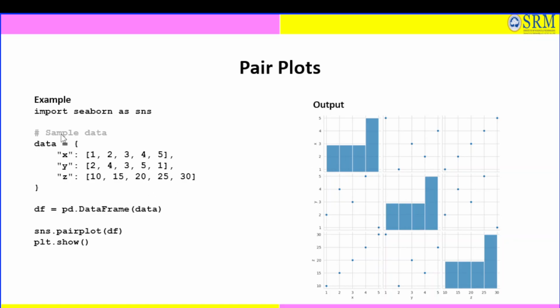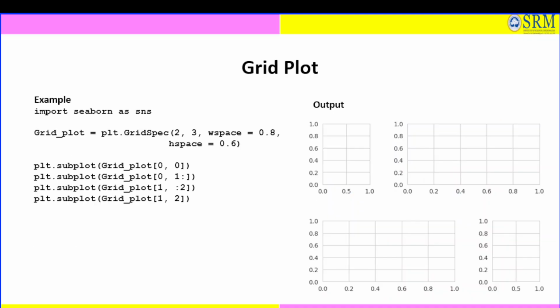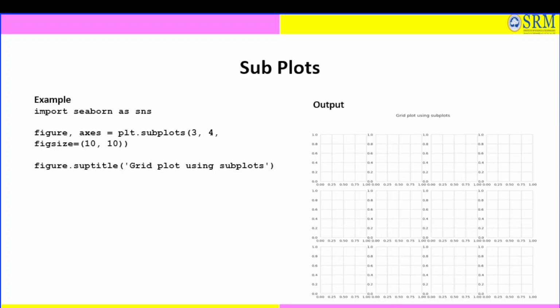And again, in order to use a pair plot, import the Seaborn library. In the Seaborn library only, this pair plot is available. Feed in the data and you can see the relationship between the data. Then the grid plot. Grid plot is nothing but you're going to divide the region into sub-regions by using grid specifications. How many rows you're going to give, how many columns you're going to use, what will be the width space, what will be the height space, everything we can set here, and which plot should come in each and every cell we can also mention here.